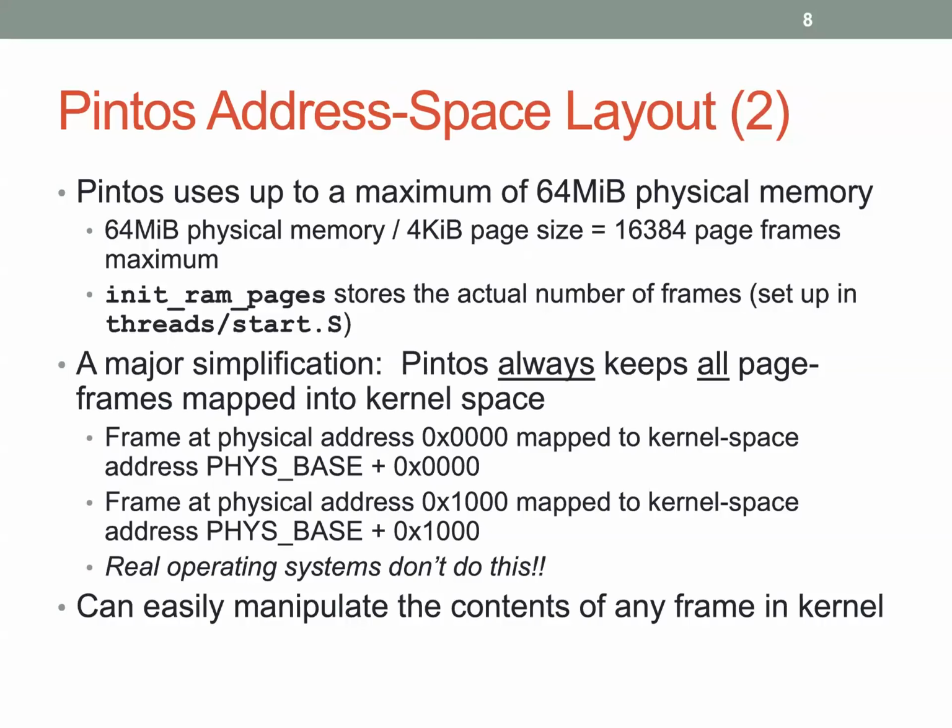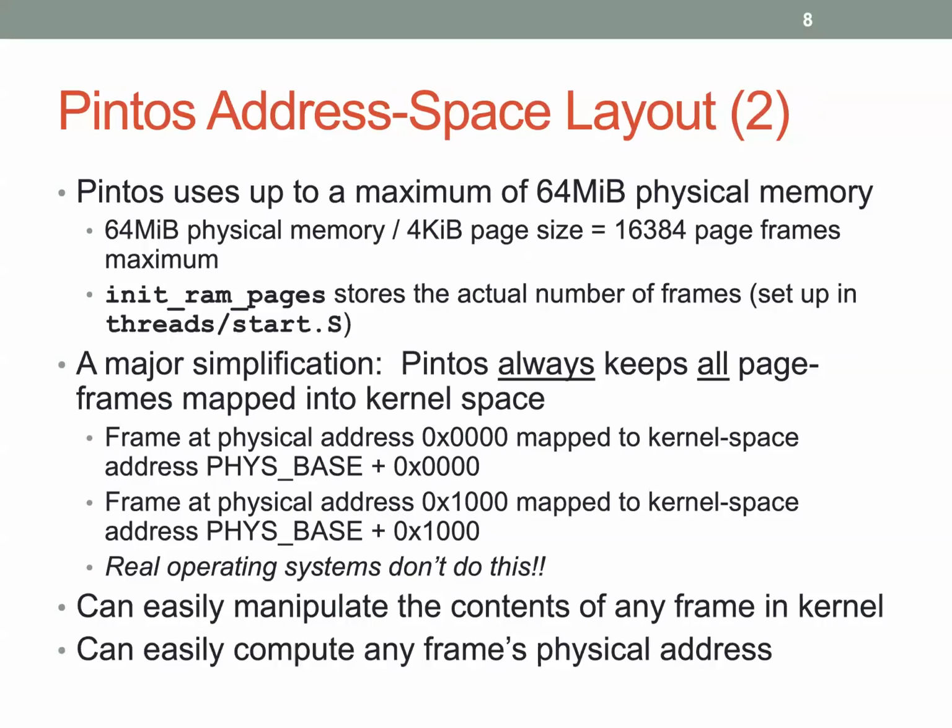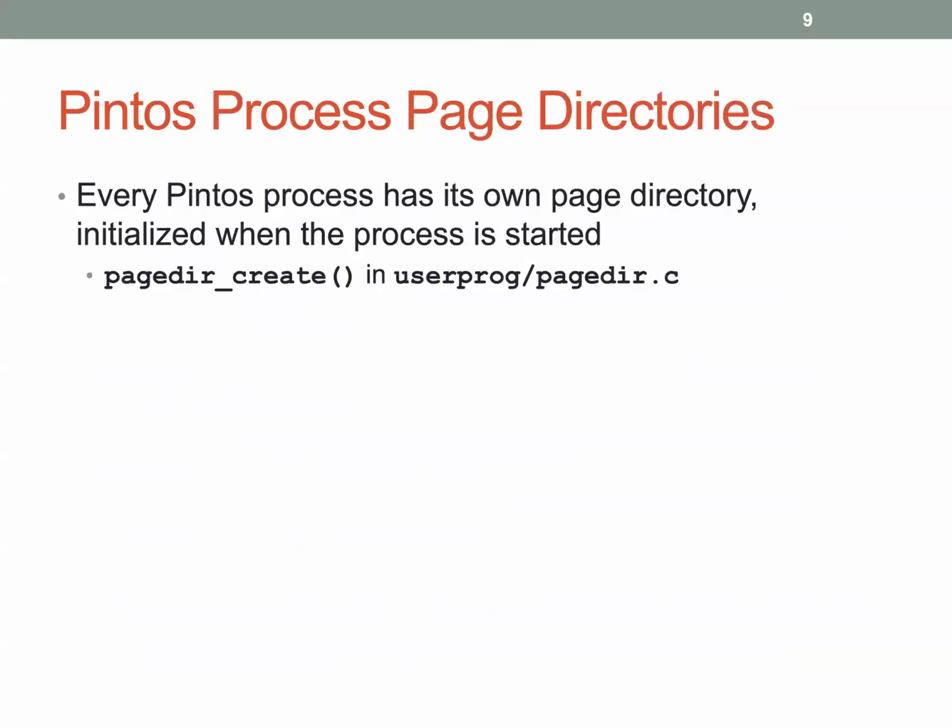Okay. Great questions. Yeah, so you can easily compute any frame's physical address. The one place physical addresses are used is in the page table hierarchy, because you have to be able to write the physical address into the page directory so that the MMU can do the address translation. That's the reason why we need these virtual to physical and physical to virtual address translations inside the kernel.